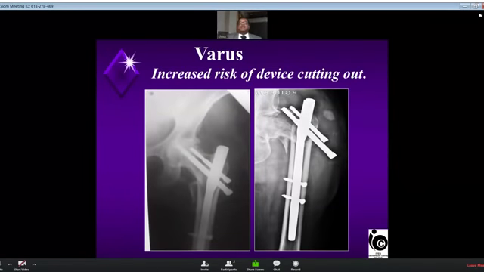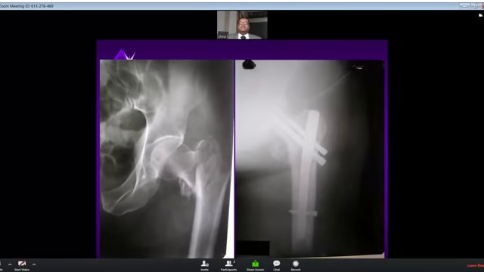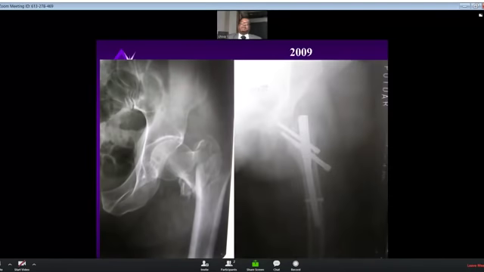Varus increases the risk of device cutout also, because instead of sliding along the neck, the load is more because of the varus of the head and neck, and gradually both the bones start cutting out superiorly, as demonstrated in this case. Another case, again you can see that the beak is within the medullary canal, a varus reduction, and as expected the fracture has gone into Z effect.